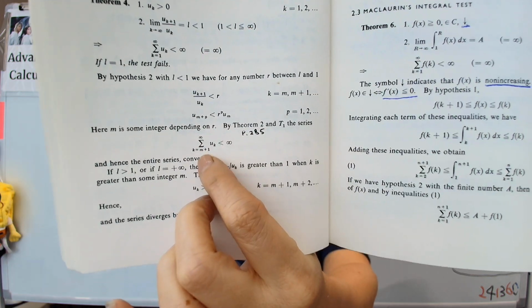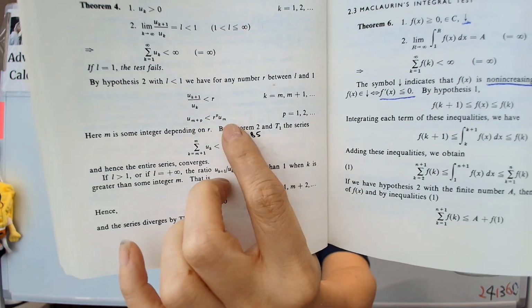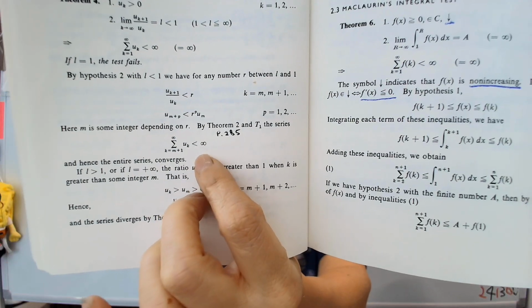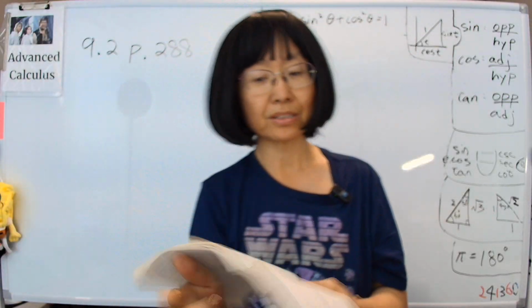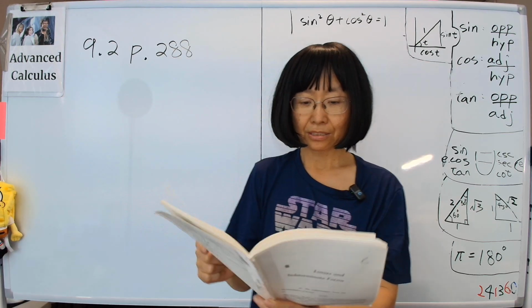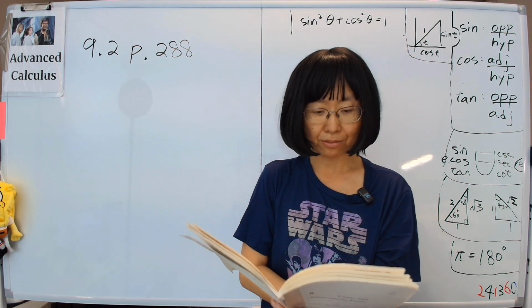And therefore the series is bounded by one of the fixed numbers times the sum of r to the power p, which is the geometric series, which converges. And therefore we have proven the convergence if L is less than 1.